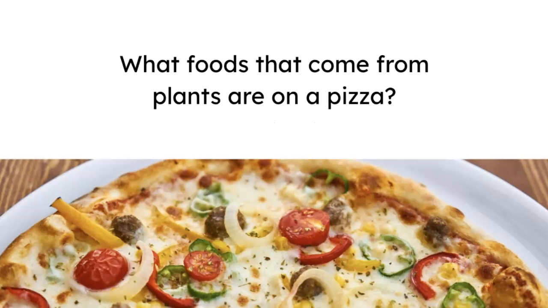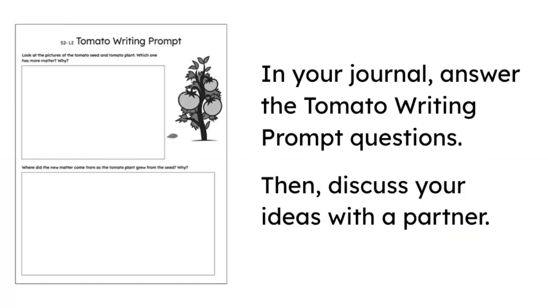You'll ask students questions about what foods on pizza come from plants and what they think those plants need to make the food. You'll have students complete the first 2 questions on the Tomato Writing Prompt student journal page. After students have had a chance to record their ideas, they should discuss their ideas with a partner or small group. Once groups have had the opportunity to share, encourage students to share their ideas with the class to engage in a scientific discussion.